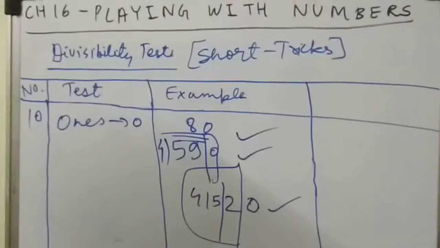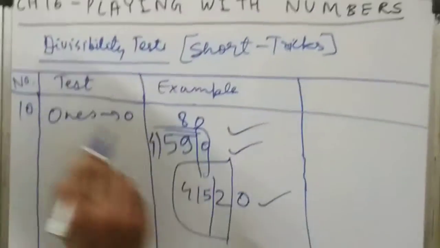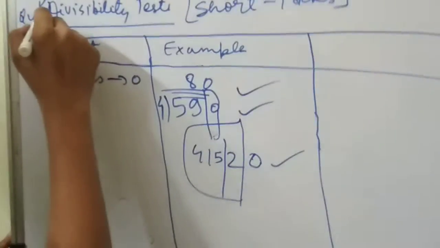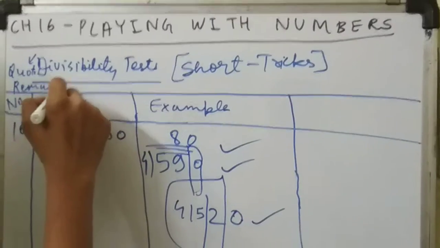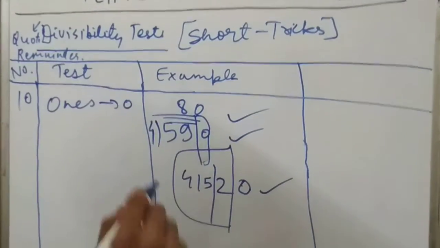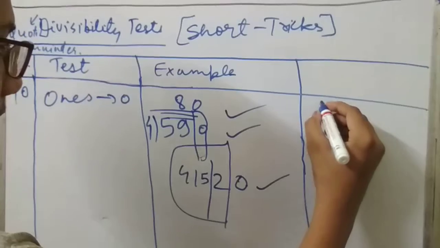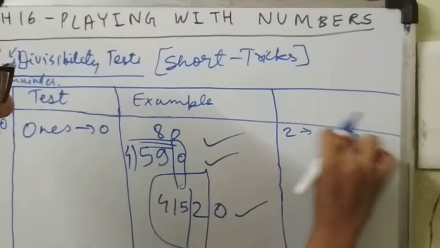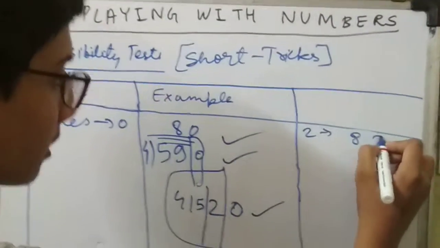That is, these are just tests. But remember, these divisibility tests won't give you the quotient. They will be just telling about remainders. How remainders? Let's do it. Now I will be taking an example here, this side. For 2, if I take 83, then what will be its remainder? Basically, a divisibility test, as I told you, gives us the remainder.